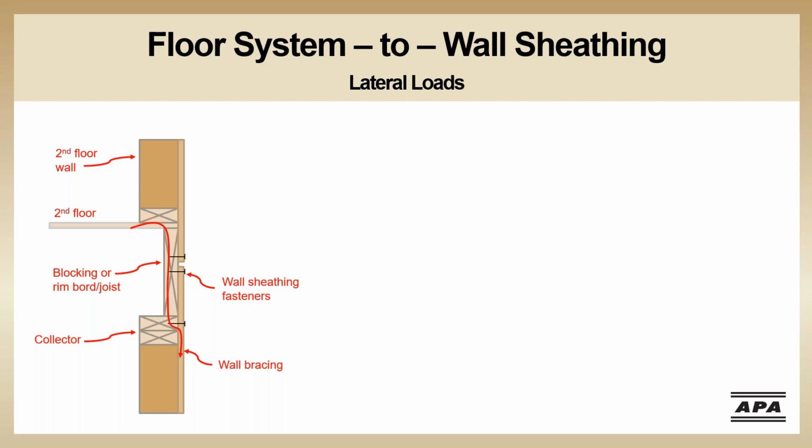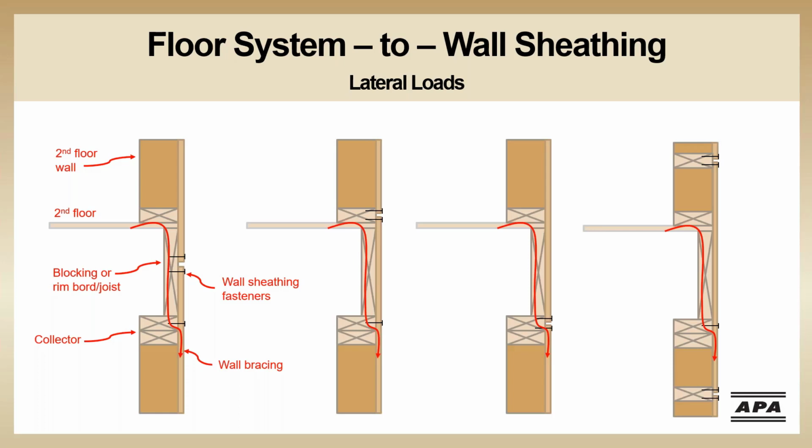When the panel joint occurs in different locations, as we saw previously, the load path is still generally the same. The wind load moves from the floor system into the collector and from the collector into the wall sheathing. The wall sheathing moves the wind load down to the level below.